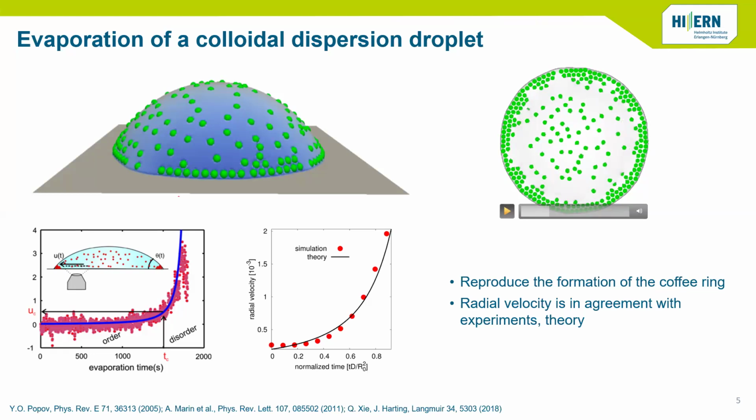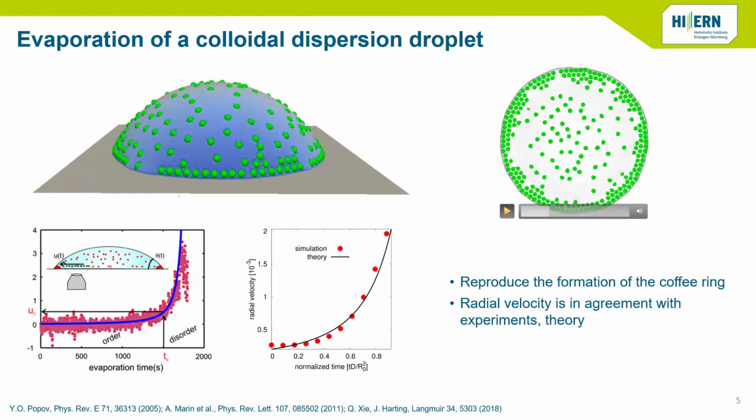And for drying of this droplet, Popov developed a theoretical model to describe the flow field inside the droplet, and especially at the end of the lifetime of the droplet, there will be a diverging capillary flow inside the droplet. So you see here, this is the velocity near the substrate inside the droplet as a function of time. Near the end of the lifetime of the droplet, the velocity diverges.